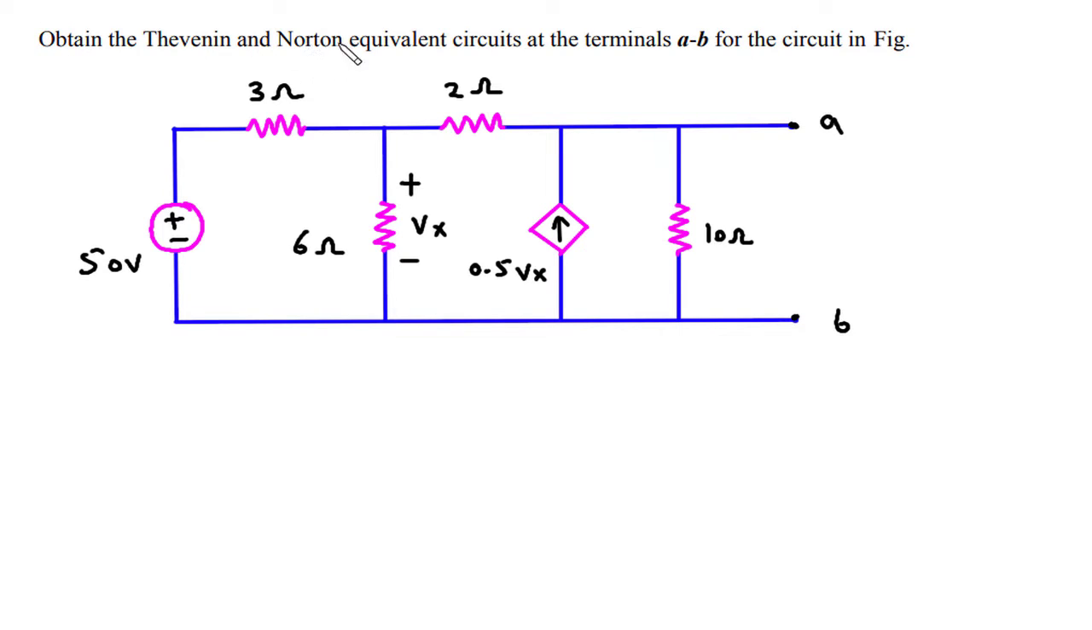Obtain the Thevenin and Norton equivalent circuit at the terminals AB for the circuit in figure. Solution: we have to find Thevenin equivalent and Norton equivalent of this circuit. First of all, we will find RTH and VTH.